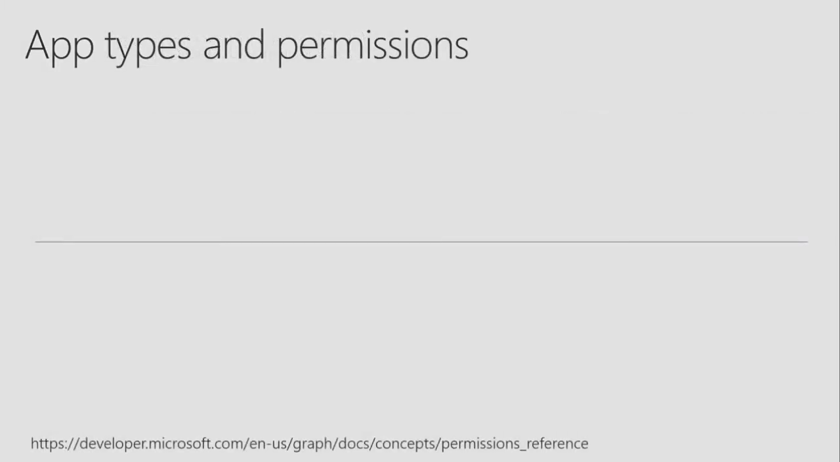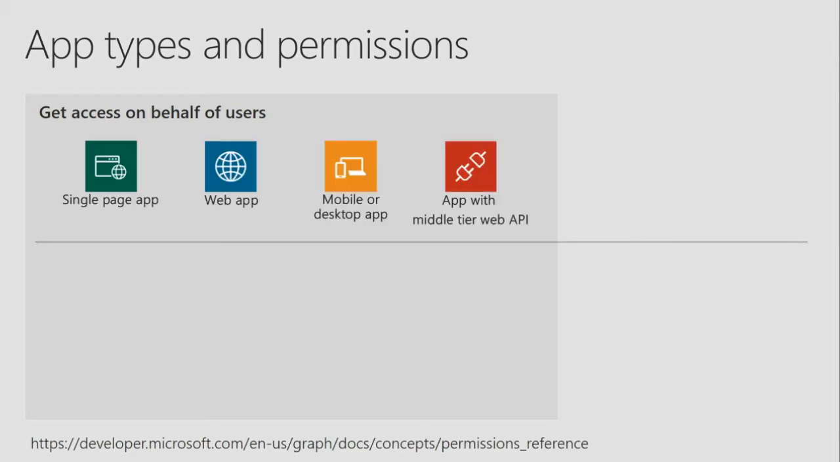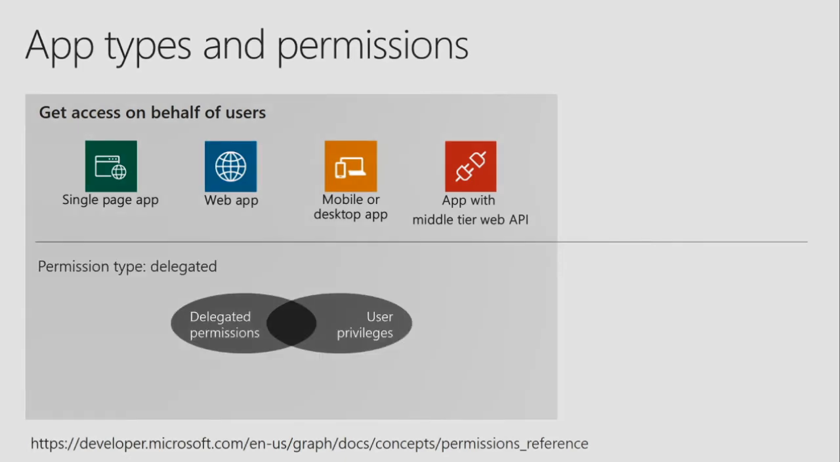Then I'm going to make a note around the different app types and permissions that we have on the service. So whether you're building an application that gets access on behalf of the users, which is a single-page application, a web app, a mobile or device app, or an app with a middle-tier web API, you're going to get a delegated permission. And the effective permissions of the request that you make are the intersection of the delegated permissions to your application with the permissions that the user has. In this case, either users or administrators can consent. When an administrator consents, it consents for all of the users in the organization.